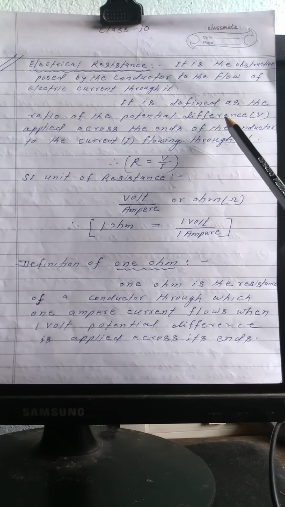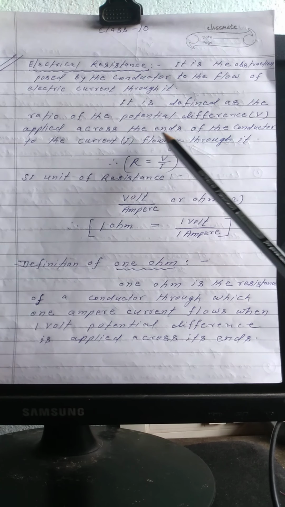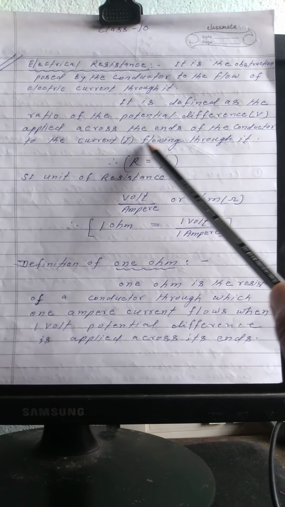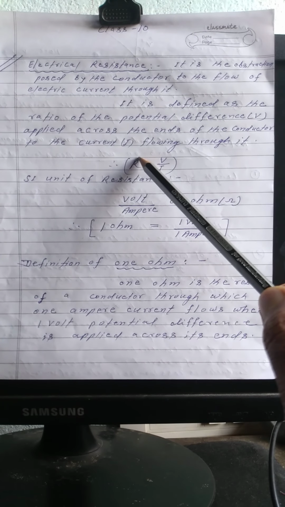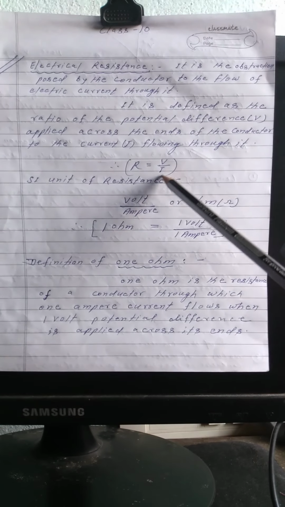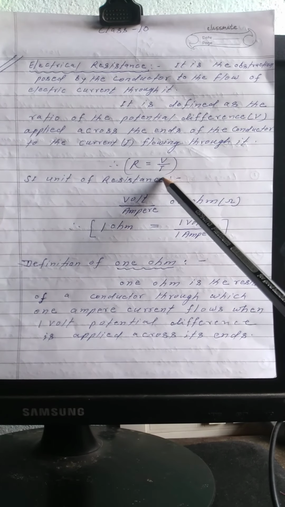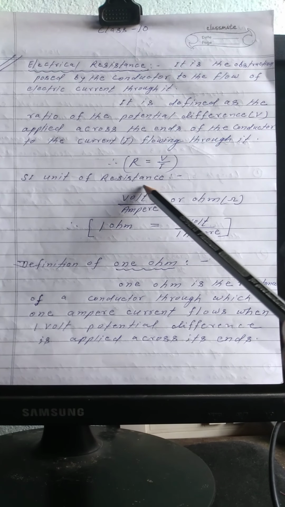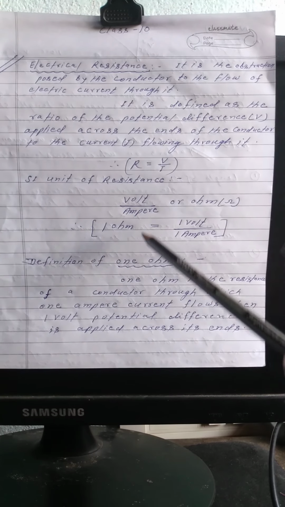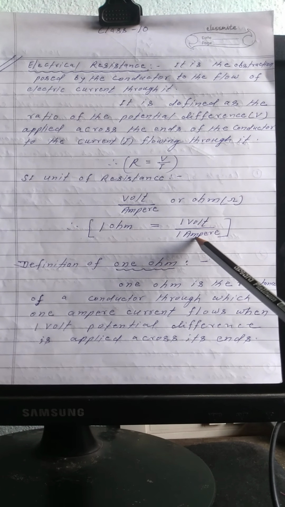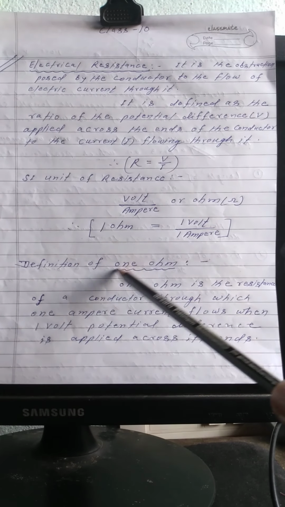It is defined as the ratio of the potential difference applied across the ends of the conductor to the current flowing through it. Therefore, R is equal to V by I. SI unit of resistance is volt per ampere or ohm. So 1 ohm is equal to 1 volt by 1 ampere.